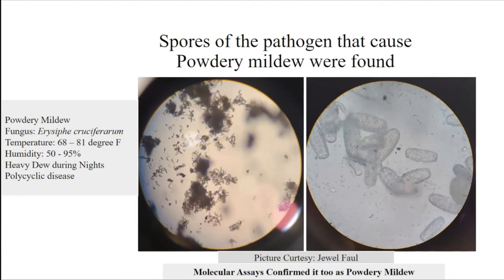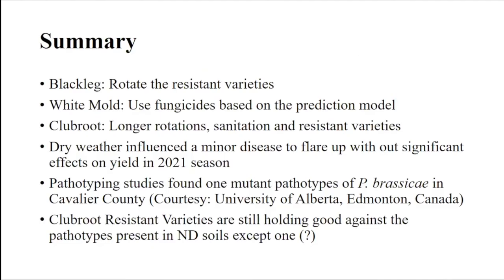Even the molecular assays confirmed that it is powdery mildew spores. In summary, blackleg is still the number one disease, and the number one practice to manage it is to rotate the resistant varieties. For white mold, use fungicide based on the prediction model. NDSU has a good website. We just have to click on it and find out whether you need to spray or not for the white mold.